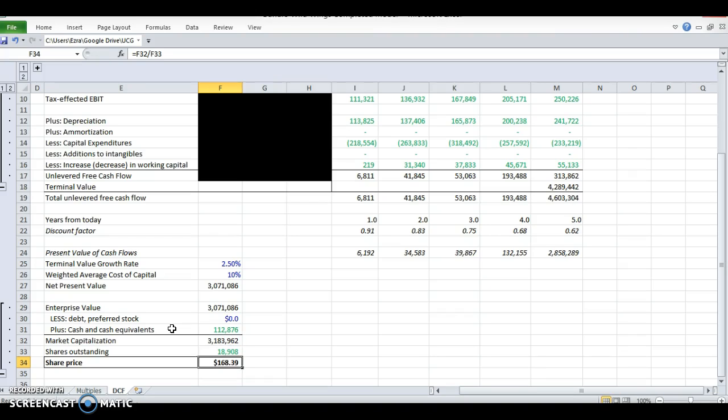Great, so we've got a share price. We can also value this a couple of different ways to make sure that we're not so far off in our assumptions, like a double check. We're going to do multiples valuation next.